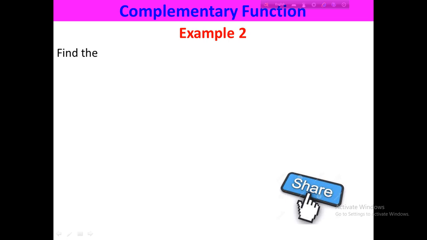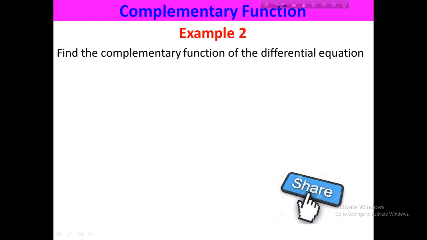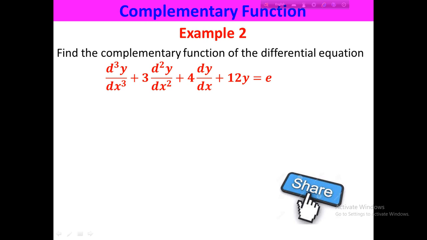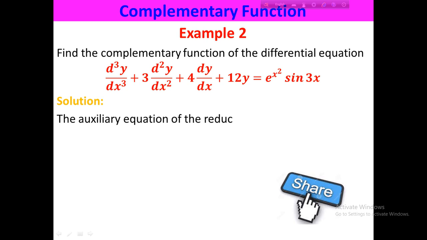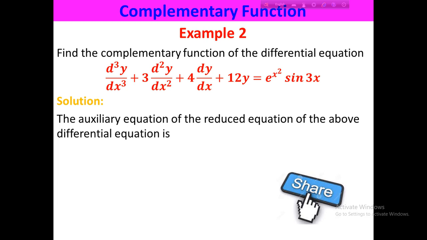Okay, now we consider another example. This is example 2. Here I consider a third order differential equation. Find the complementary function of the differential equation d3y/dx3 plus 3 d2y/dx2 plus 4 dy/dx plus 12y equal to e to the power x square sin 3x. Solution: the auxiliary equation of the reduced equation of the above differential equation is obtained simply by putting here m cube, here m square, here m, and here 1. Therefore m cube plus 3m square plus 4m plus 12 equal to 0. This is the auxiliary equation. You have to solve it.